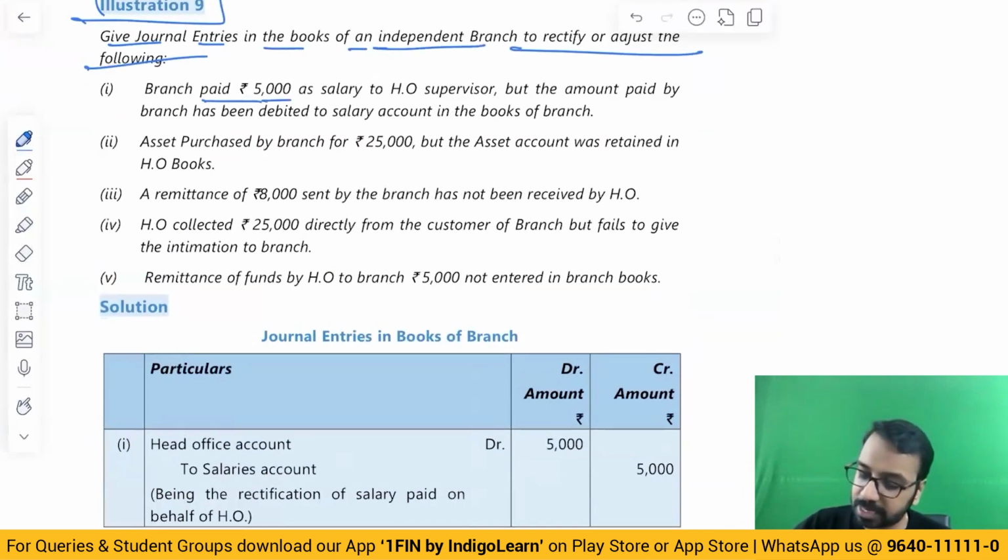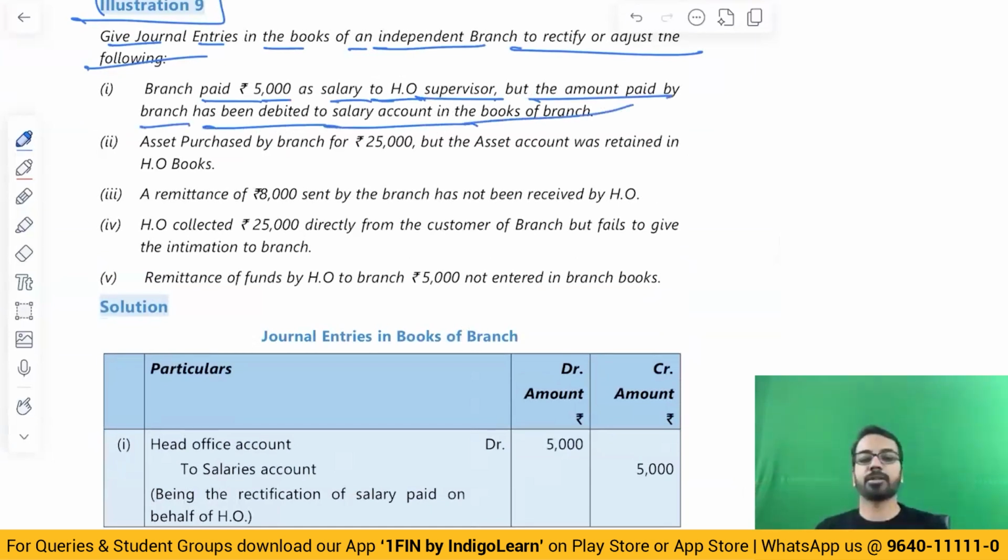Branch paid rupees 5,000 as salary to head office supervisor, but the amount paid by the branch has been debited to the salary account in the books of the branch. Now, when there is an error, if you remember how you rectified the entries at foundation level, perfect, no problem. If you have forgotten, what you have to do is ask: what is the correct entry? What is the wrong entry? What is the correct entry?